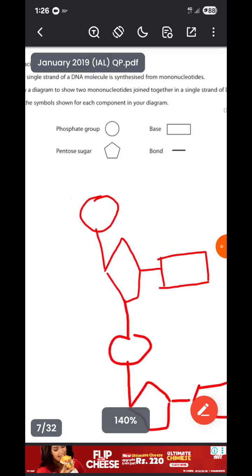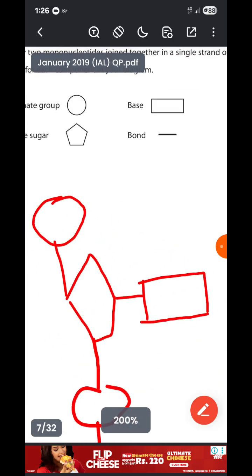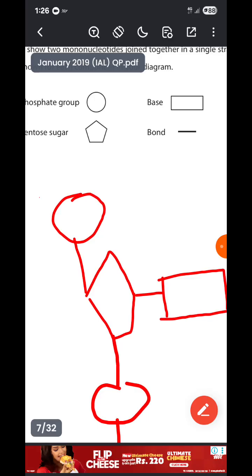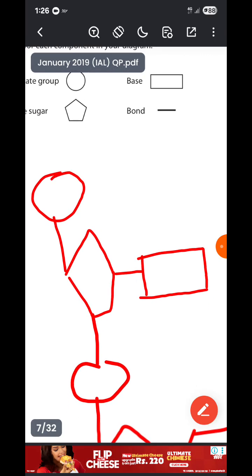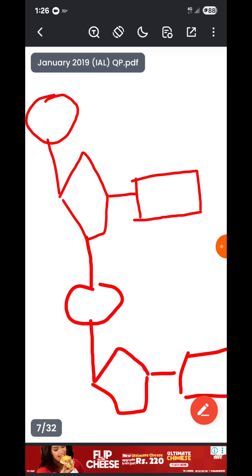So here I have drawn one mononucleotide. Here we have the pentose sugar, and then we have the phosphate group attached, and then here we have the base, and the bonds are here. So we must always remember, if you are going to draw a chain of mononucleotides, the next phosphate is joined like this.